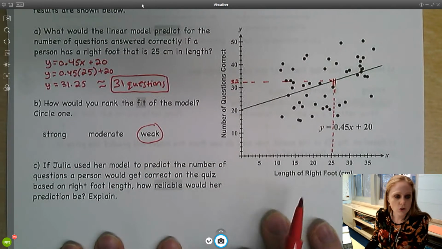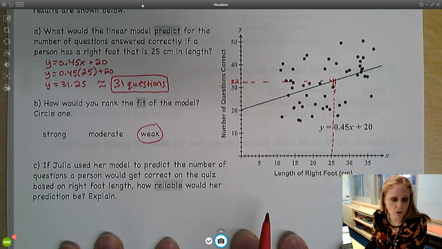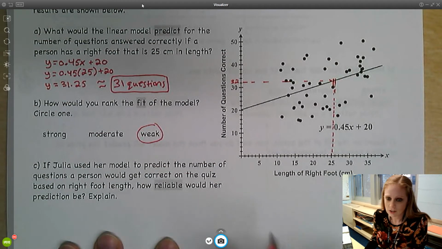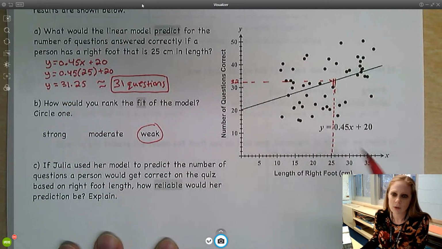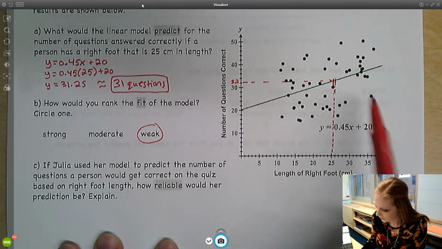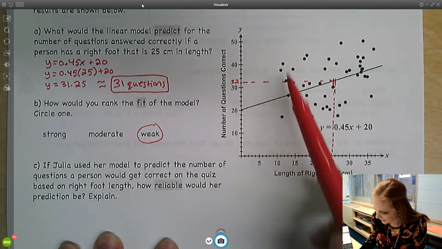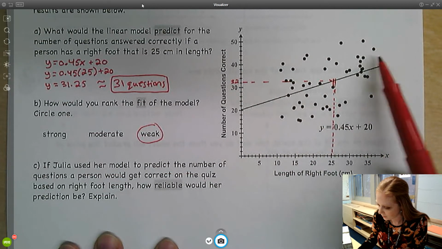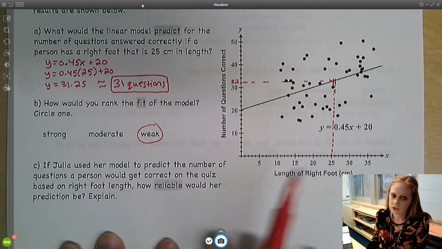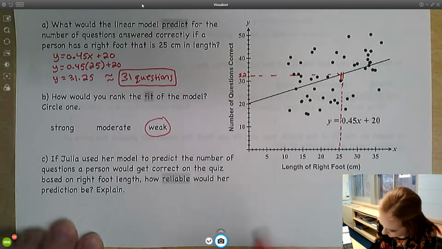All right. If Julia used her model to predict the number of questions a person would get correct on the quiz based on the right foot length, how reliable would her prediction be? Doesn't look like she's going to be too reliable. It looks like there's some sort of small relationship that the bigger your foot, the more questions you get right, but the data points are pretty spread out. If you look carefully, this person's foot was only 10 centimeters and they got 40 questions right, and then this person's was 35 centimeters and they also got about 40 right. So it's really not that reliable.